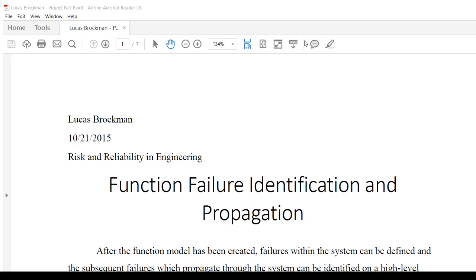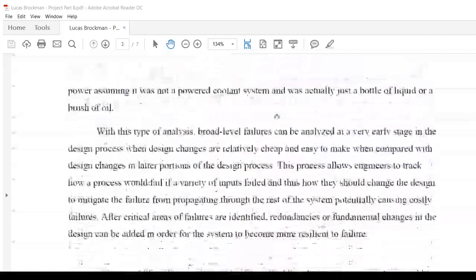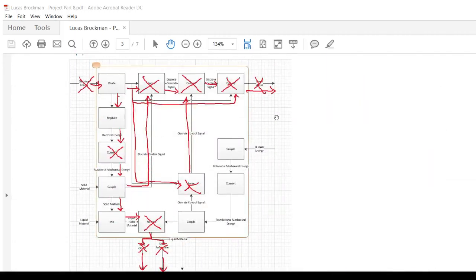Tonight we are going to discuss function failure identification and propagation, otherwise known as FFIP. What this analysis does is identify a failure within the system and track it through the functional model. For those of you who are not familiar with what a functional model is, it is basically a very generalized flowchart of how the system functions.